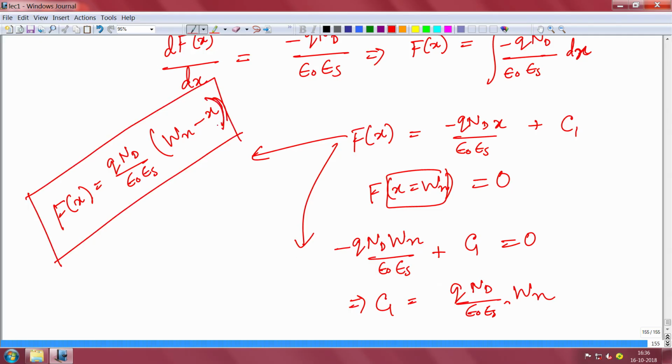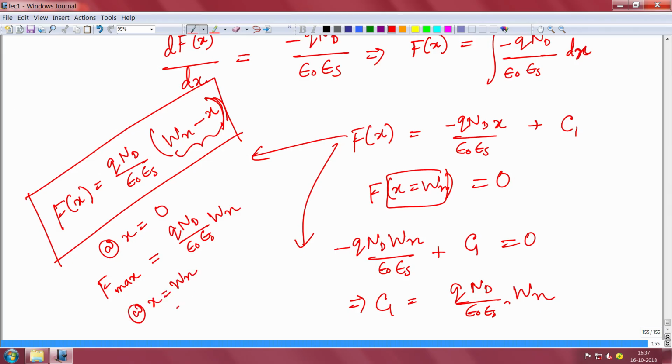What does it mean? It means that the field is decreasing linearly. At x equal to 0, the field is maximum, and that value is q Nd Wn by epsilon naught epsilon s. This is the maximum value you will have. As you keep increasing x, this quantity will reduce, your field will reduce. Eventually, at x equal to Wn, your field will become 0. So, if I plot field versus x, then at Wn the field becomes 0, at x equal to 0 the field is highest. So, it will look like that.